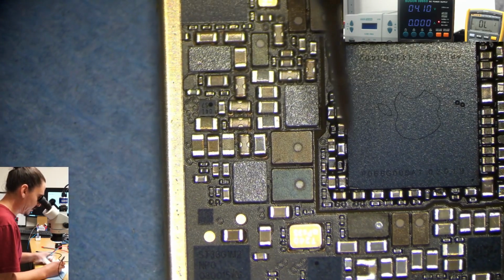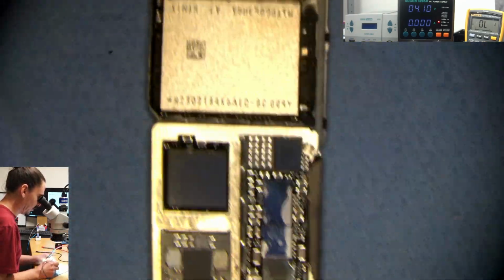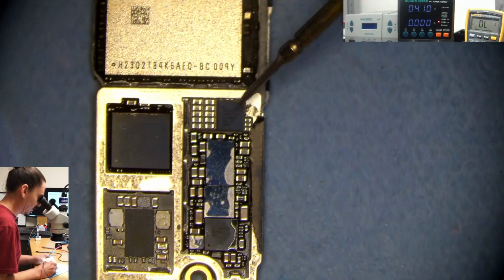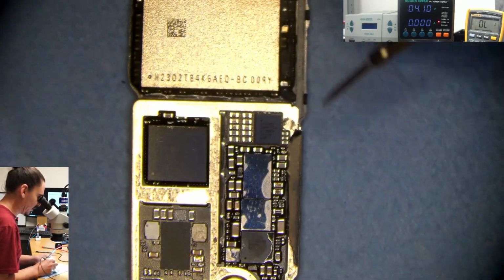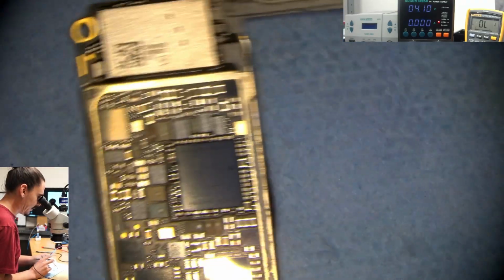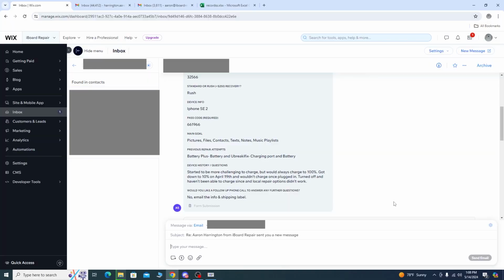And that line goes to a lot of places. So it's going to power my RAM, but it powers a few other chips. It powers Hydra. And that's actually relevant because this customer, I believe, said they were having a charging issue before this died. So this is my initial intake. Started to be more challenging to charge, but would always charge up to 100. Got down to 10% on April 19th and wouldn't charge once plugged in, turned off, and haven't been able to charge since. So that sounds like it could be a charging IC issue.